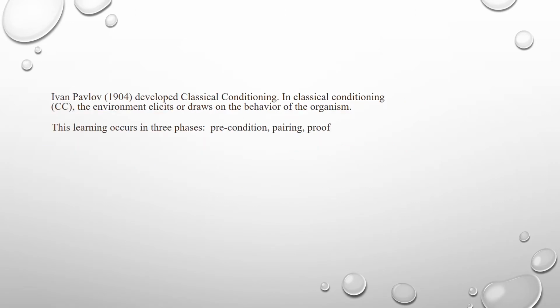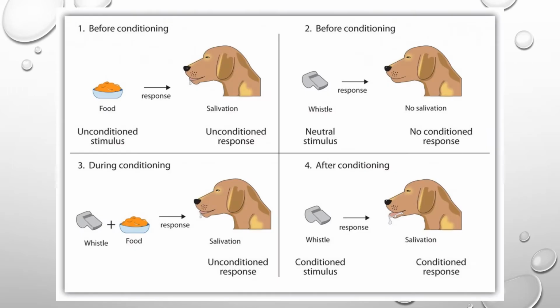So Pavlov developed classical conditioning, and it involves phases: the preconditioned phase, the pairing phase, and the proof phase. In the preconditioned phase, box 1, before conditioning happens, food, an unconditioned stimulus, produces an unconditioned response. So if you present food to a hungry dog, it'll salivate. It doesn't take any learning. The other precondition, number 2, is that if you blow a whistle, all that happens to the animal is either no conditioned response or an orienting response.